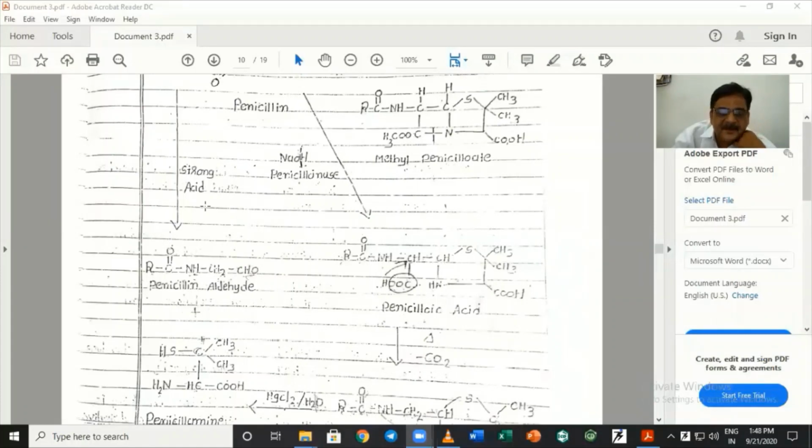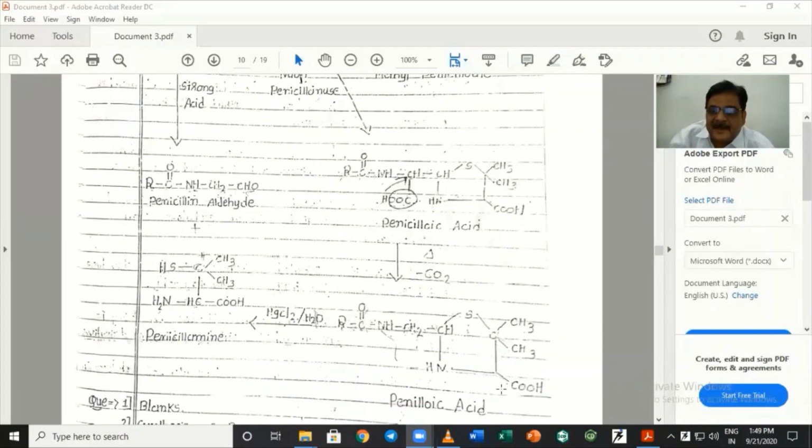So penicillin reacts with strong acid and converts into penicillin aldehyde and penicillamine. This is the structure of penicillamine. Then it reacts with NaOH and converts into penicilloic acid. In the structure of penicilloic acid, there are 2 COOH groups, one here and one here. With some heating, after decarboxylation, penicilloic acid is converted into a compound having only one COOH group. This is the free COOH group. It undergoes hydrolysis with mercuric chloride in the presence of H2O, and this penicilloic acid is converted into penicillin aldehyde and penicillamine. So this is the chemical degradation of penicillin.